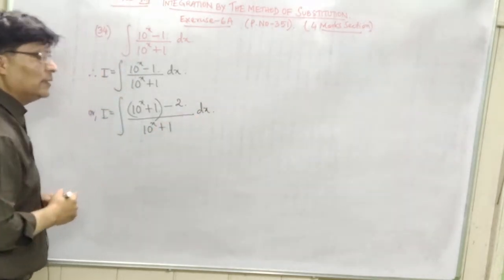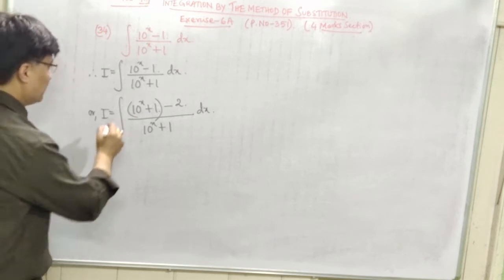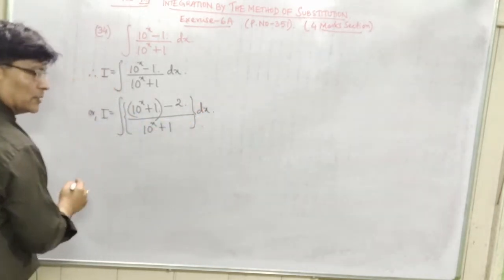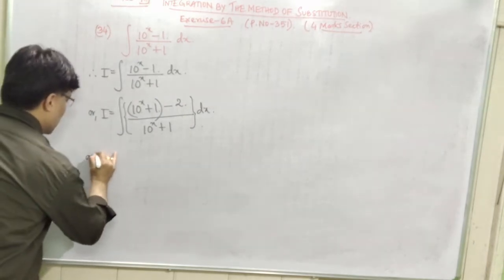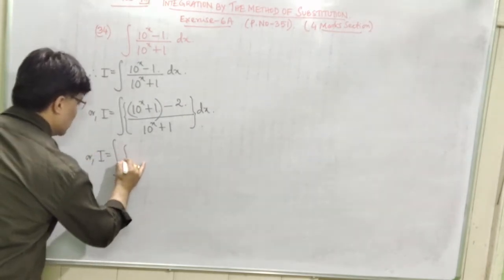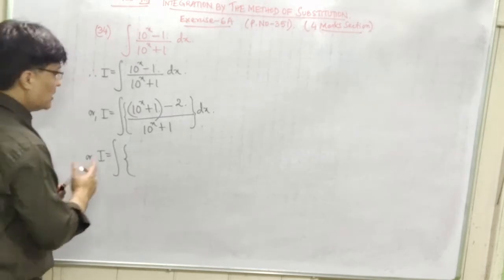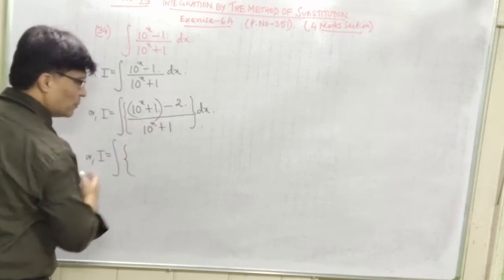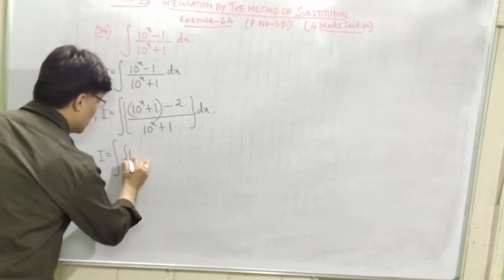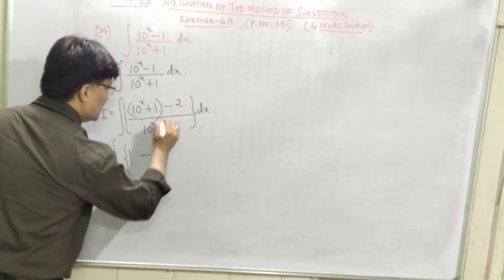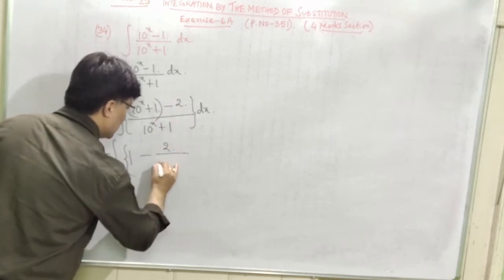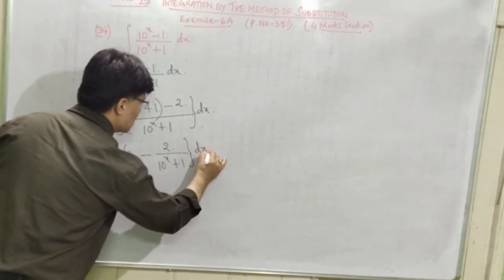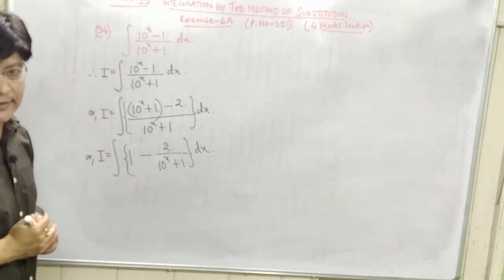Then what do we write here? dx. Okay. So we can put it within second bracket. Is that clear? So I is equal to integral sign within second bracket. Now you can separate the term. What is 10 to the power x plus 1 divided by 10 to the power x plus 1? This is 1, you know that. 1 minus 2 divided by 10 to the power x plus 1, second bracket closed. Then you can write dx.